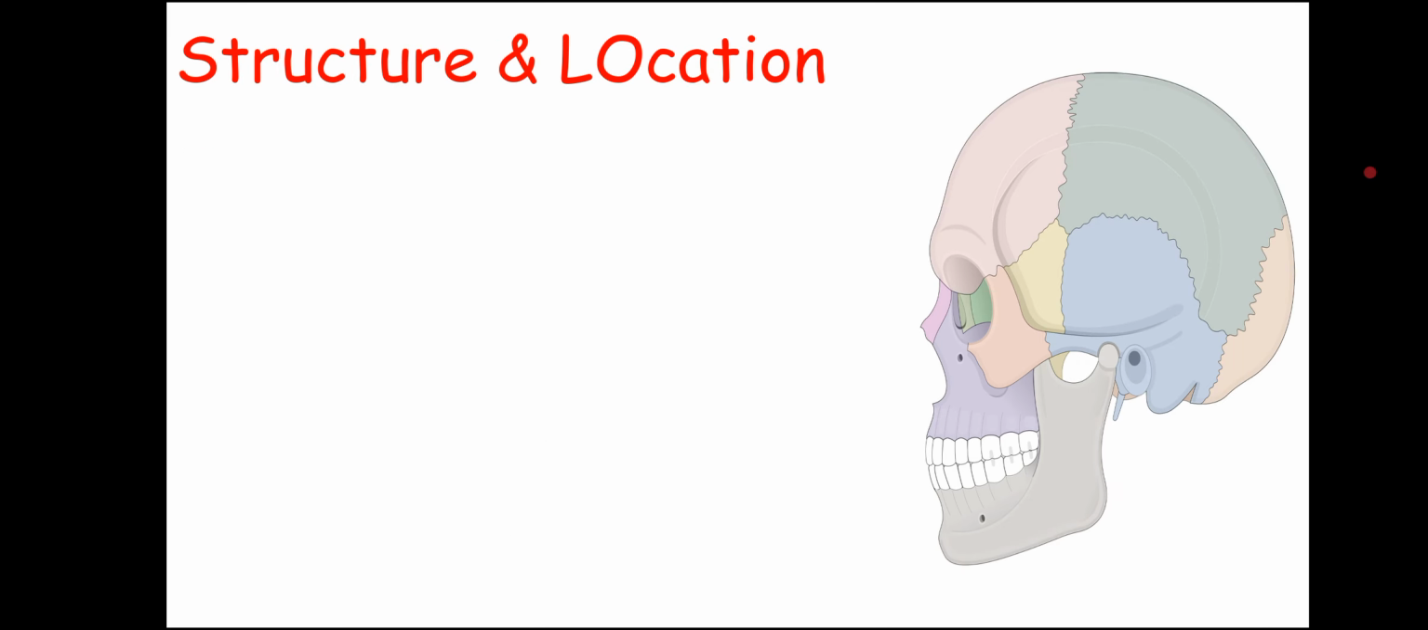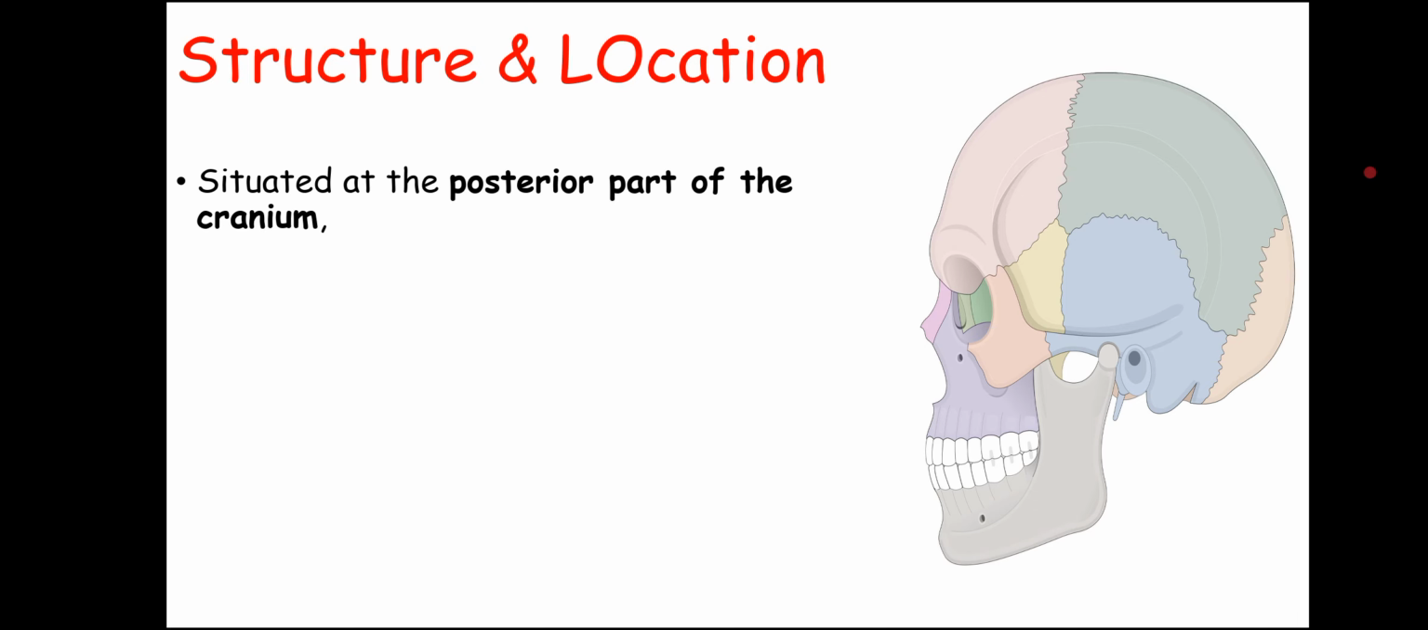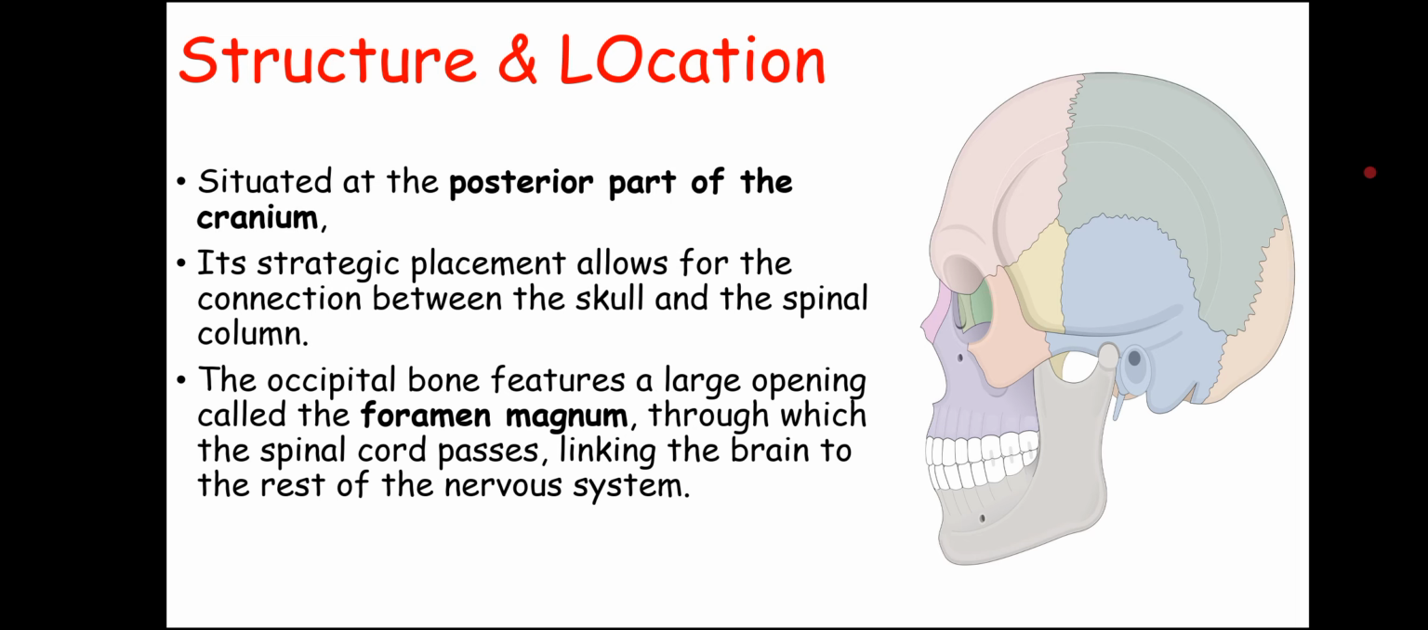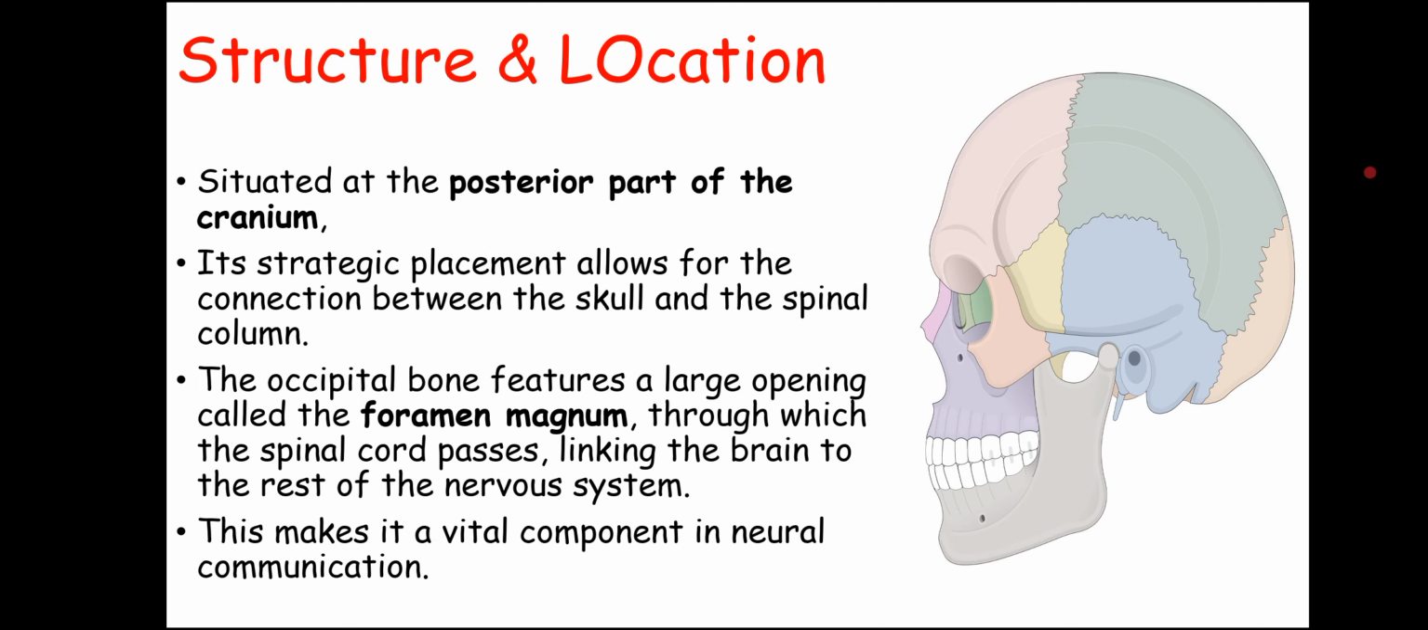Now let's talk about structure and location of the occipital bone. It is situated at the posterior part of the cranium. Its strategic placement allows for the connection between the skull and spinal column. Occipital bone features a large opening called foramen magnum through which the spinal cord passes, linking the brain to the rest of the nervous system. This makes it a vital component in neural communication.